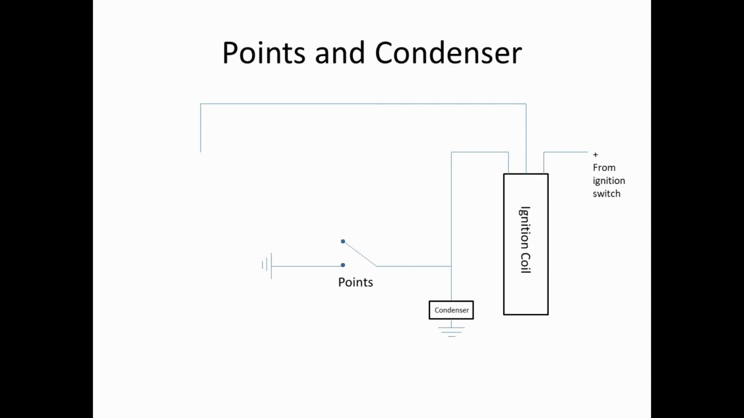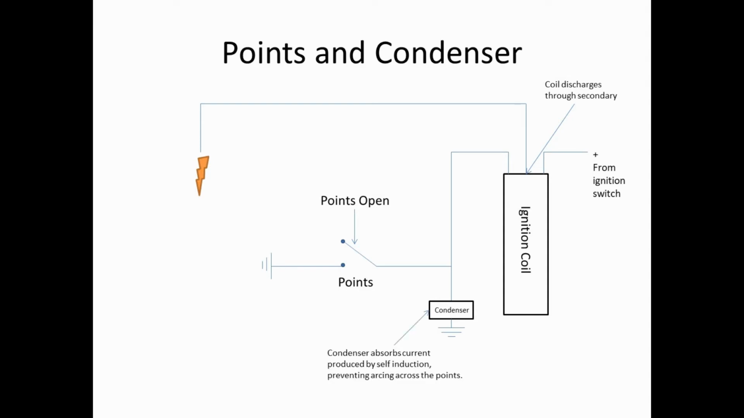When we open the points, that sends a high voltage discharge to the secondary of the coil, basically to your distributor. And what happens when the magnetic field cuts across the primary of the coil is it will tend to induce a voltage into the primary of the coil. The point of the condenser is to absorb that because of the self-induction that occurs. And that prevents arcing across the points.